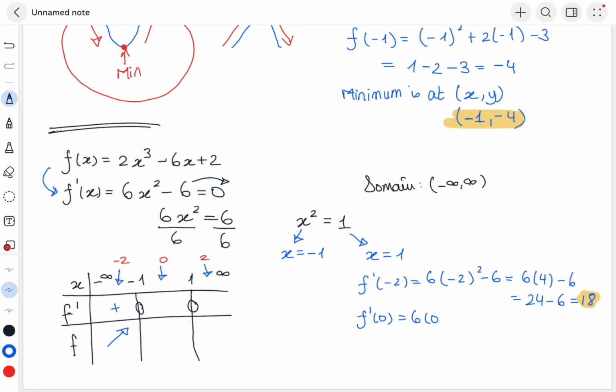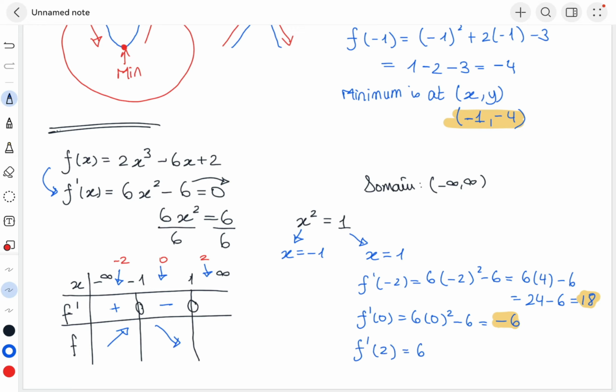So 6 times 0 squared is 0, minus 6, so our answer will be -6. We care about the sign. The sign here is negative, so our function is decreasing. We now replace also at 2.